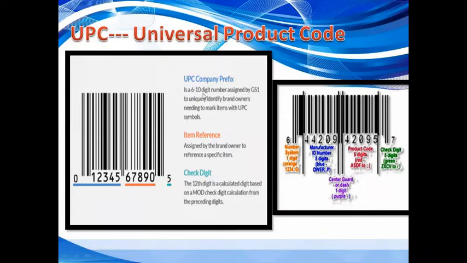The UPC company prefix is a 6 to 10 digit number assigned by GS1 to uniquely identify brand owners needing to mark items with UPC symbols. Then we have the item reference, assigned by the brand owner to reference a specific item. Check digit: the 12th digit is a calculated digit based on a MOD check digit calculation from the preceding digits. Here you can check the barcode. We can classify our digits in that format: the number system, the manufacturer ID, product code, and check digit.